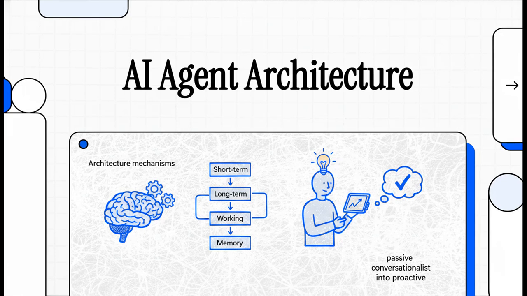All right, welcome to this explainer, where we're diving deep into the fascinating world of AI agent architecture. Specifically, we're looking at how multi-tiered memory systems actually allow these agents to learn over time. We're going to completely unpack the exact under-the-hood mechanisms that take an artificial intelligence from being just a passive chat partner to a truly proactive, self-improving digital employee. It's a massive shift, and honestly, the architecture behind it is brilliant.